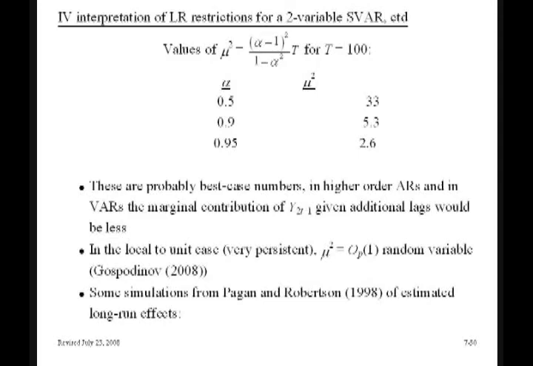Okay, so this was all worked out in a really nice paper that's coming out in the JBES by Gospodinov. And he actually works it out in a special case where alpha goes to 1 in a local to unity sense. What that means is that mu squared is, in his asymptotics, going to converge to a functional Brownian motion, and then you can get all of this distribution theory out. And it basically provides a mathematical way to say why this might be a weak instruments problem.